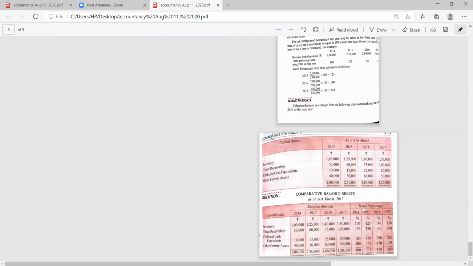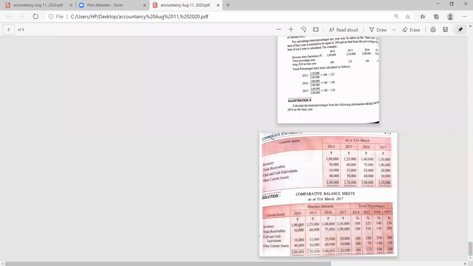Now, how is the trend to be calculated? We will take the common year 2014 as a base. Every item of 2014 will be taken as a base, so it will be taken as 100%. The rest of the years, whether 2015, 16, 17, are to be calculated as a change and analyzed on the basis of the common base of 2014. See how: in 2015, the inventory is 1,25,000 and 2014 is the base. So 1,25,000 divided by 1 lakh multiplied by 100.